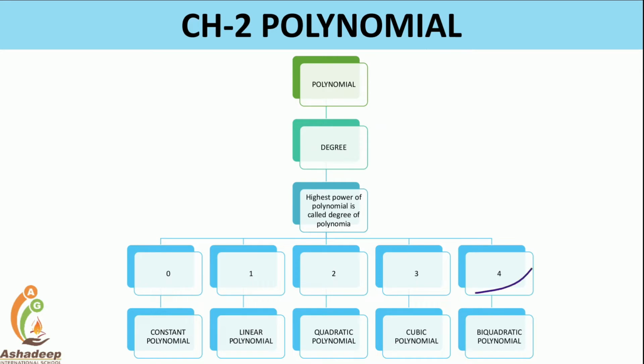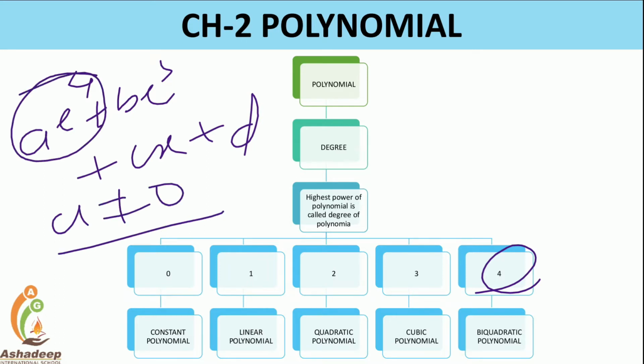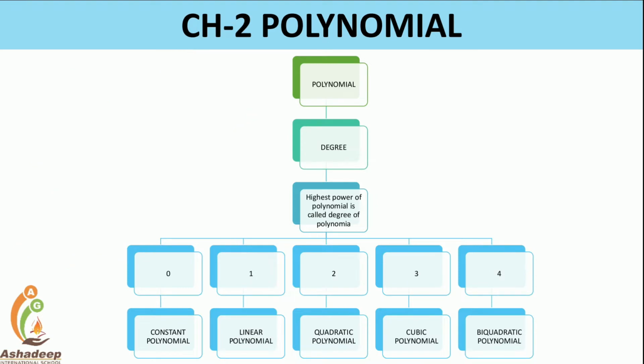Now if it is a biquadratic polynomial, what I can write is ax power 4 plus bx cube plus cx plus d, where a is not equal to 0, because if a becomes 0, then the highest power is 3, and that is going to be the cubic polynomial. That is why this is the compulsory condition.